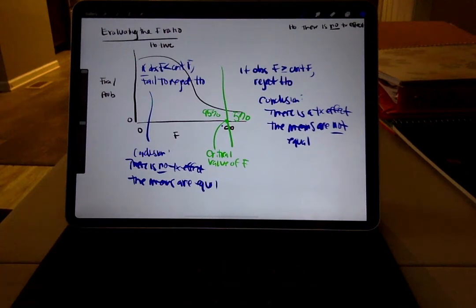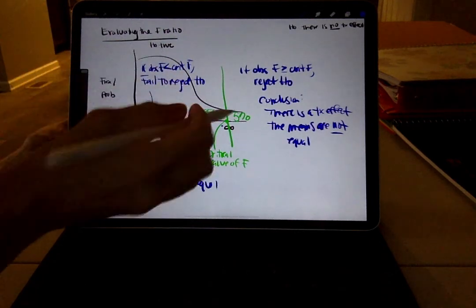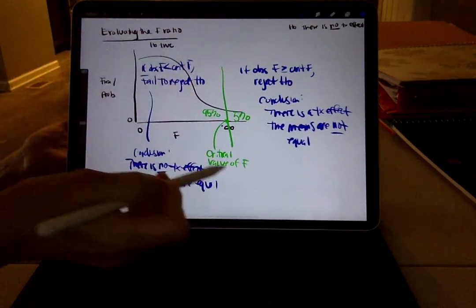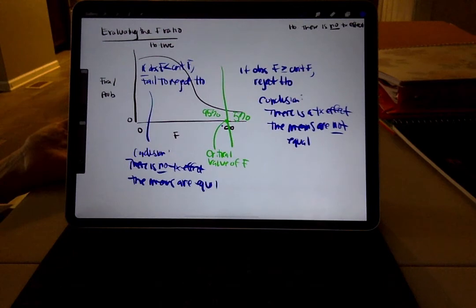Okay, so again, this probably seems a little abstract at this point. Hopefully it's getting a little more concrete. In the next video, it's going to get even more concrete because I'm going to show you specifically what you need to do, very practically speaking, to evaluate your F ratio. But basically, in a nutshell, you're going to draw this curve. You are going to find and map your critical F.